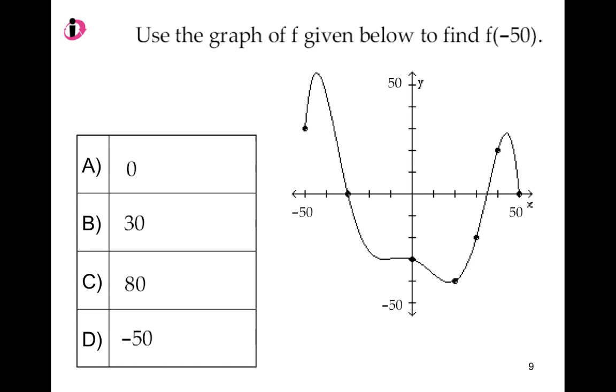Okay, use the graph given below to find f of -50. For this one, -50 is your x value. Go to -50 on the x-axis. Go up or down until you hit the graph. So we're looking at this point. What we want to know is the y value that goes with it, which we're counting by tens here, it looks like. So the y value that goes with this would be 30. All right, and this concludes the lecture for section 1.2.